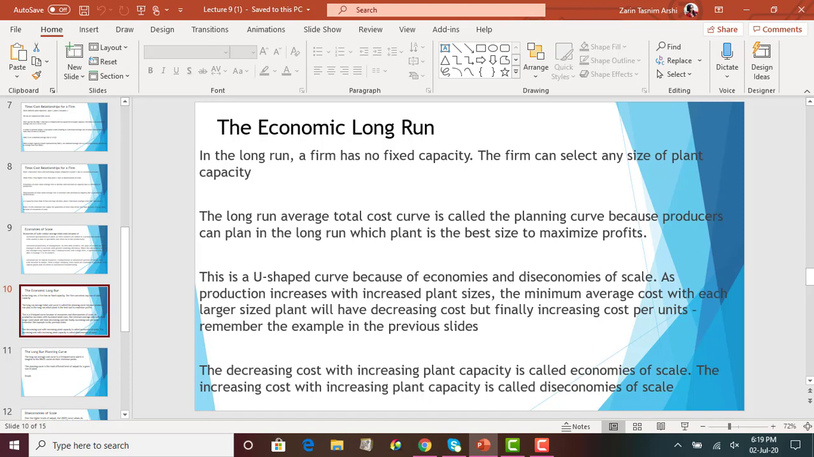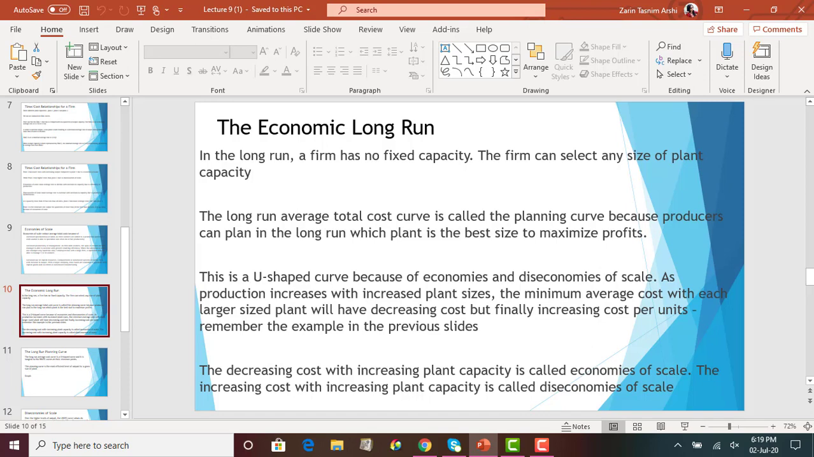So in the long run, remember, based on last class and also from previous classes, we learned that in the long run, the firm has no fixed capacity. Factors of production are not fixed, and firms can select any size of plant capacity. They will not be limited to one room. They can move to a bigger building, or they can acquire another plant and start operating, right? So factors of production are not fixed in the long run.